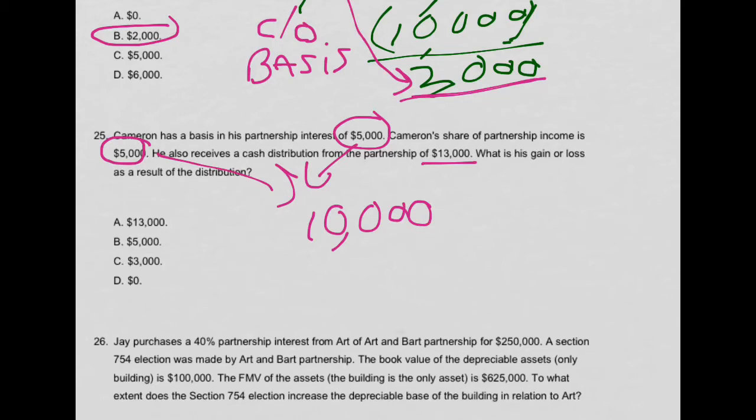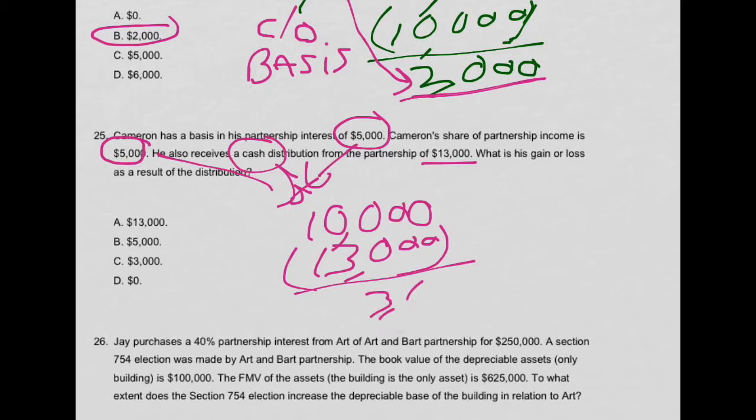And he's going to take a $13,000 cash distribution. That's the key, because that can lead to a capital gain. It does reduce basis, and there's a $3,000 capital gain as a result of this distribution. So it's not in brackets. Answer C, capital gain.